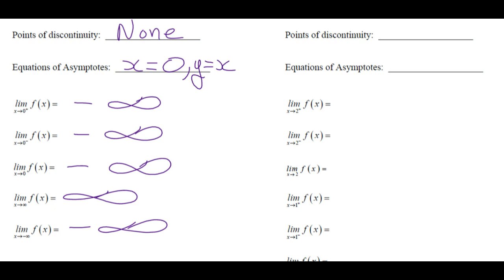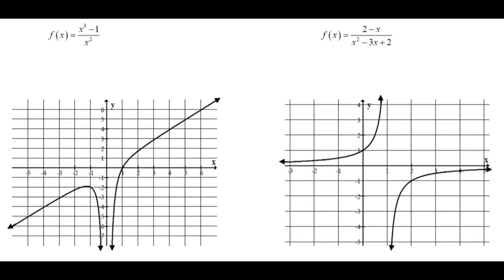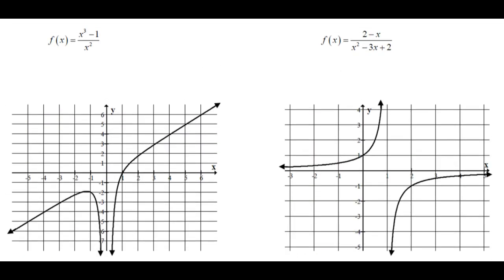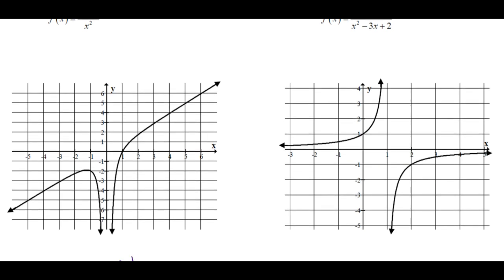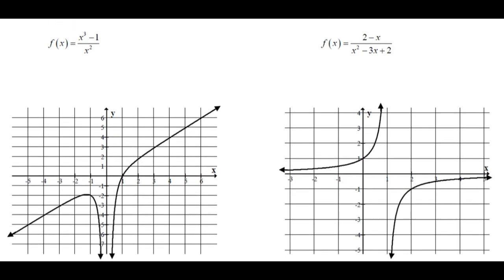All right, and the next one. 2 minus x over x squared minus 3x plus 2. Do we have any point discontinuities? x equals 2. How'd you figure that out? Right, okay. So what's this factor?